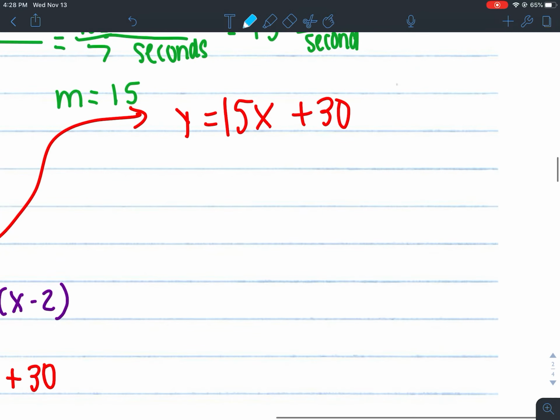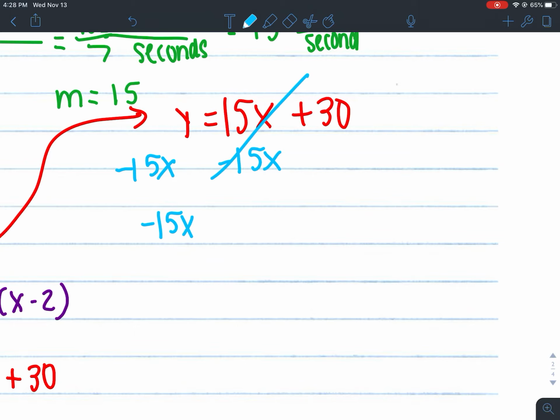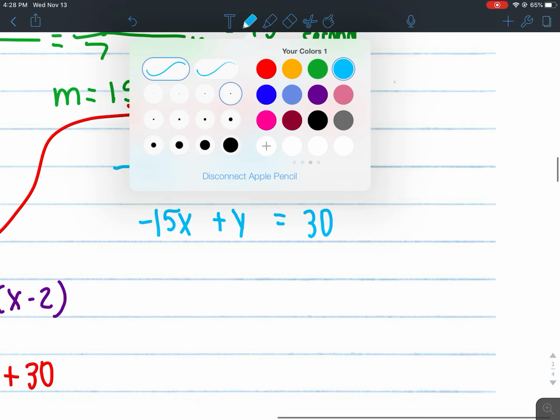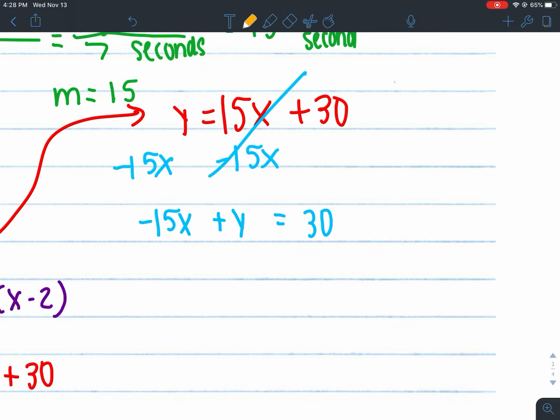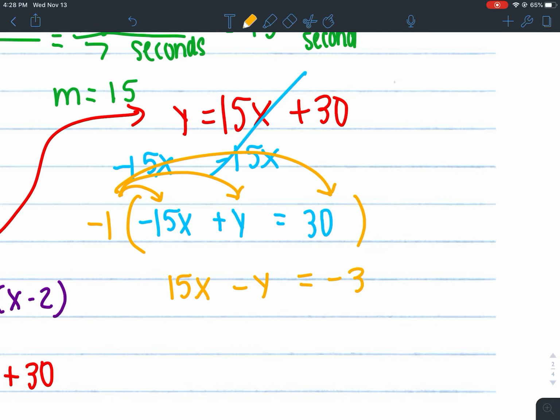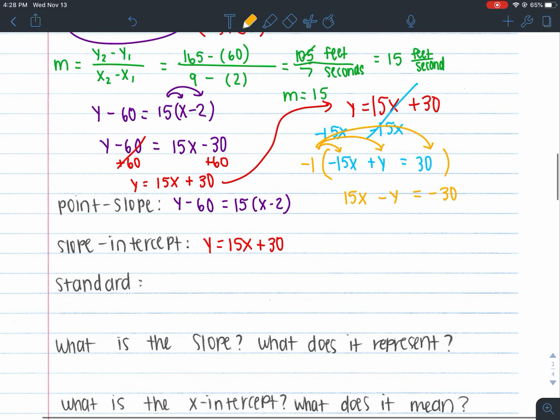Okay, the next one we want is standard form. So we need to get the x on the left side because we need them to be together. Well, this is almost standard form. However, you can't have A be negative. So you've got to get rid of that negative. To make negative 15 positive 15, you want to multiply everything by negative 1. Negative 1 times negative 15 is positive 15. Negative 1 times y is just negative y. And negative 1 times 30 is negative 30. So this is our standard form.